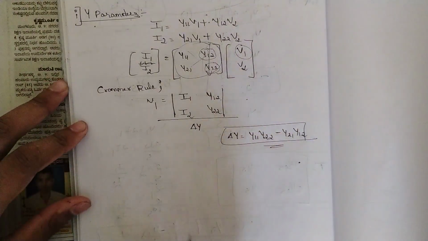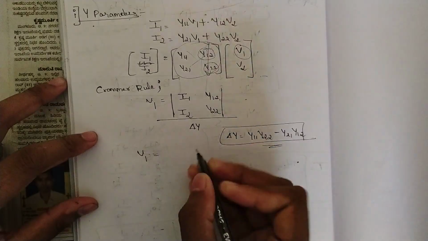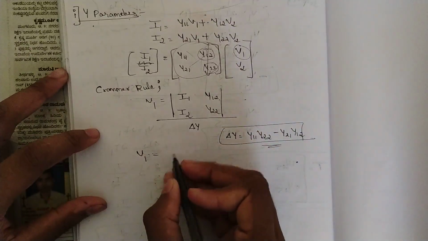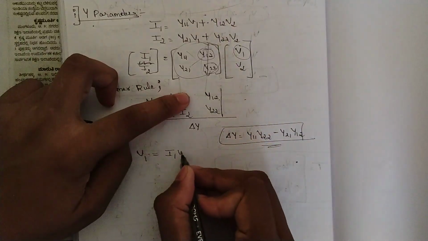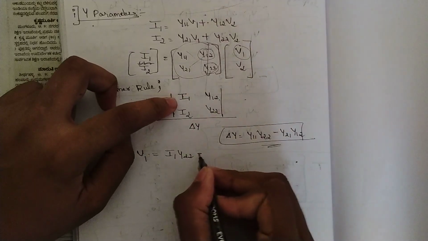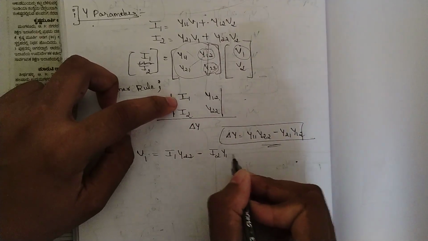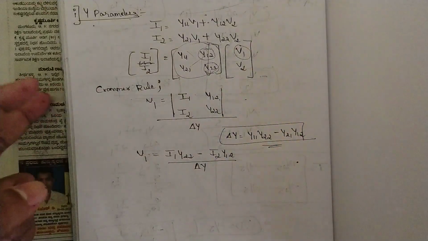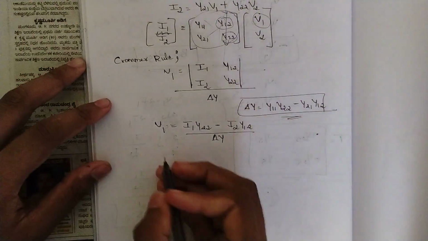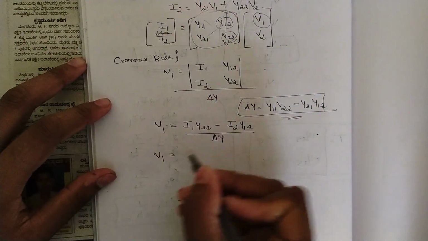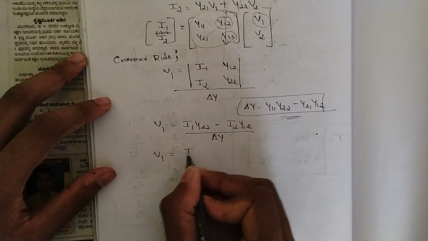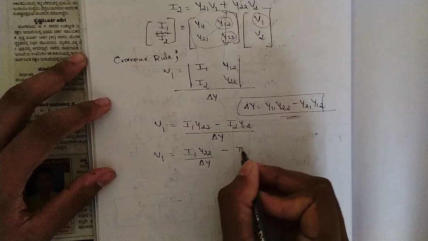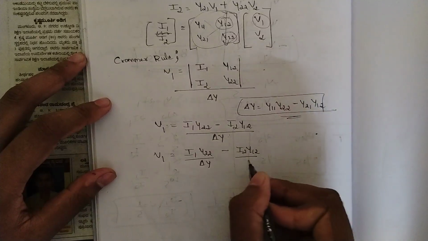Now V1 is equal to, here we have a determinant again. To find it, cross multiply, that is I1 Y22 minus I2 Y12, divided by delta Y. Now what we can do is split this denominator: V1 is equal to I1 Y22 by delta Y minus I2 Y12 by delta Y.